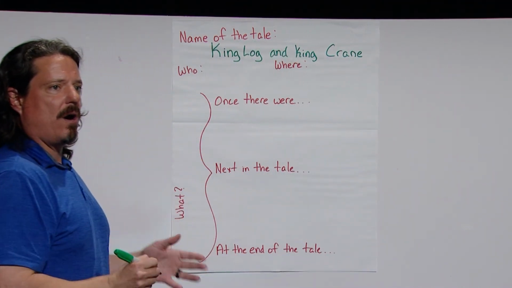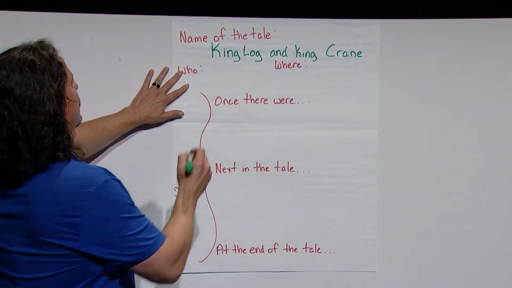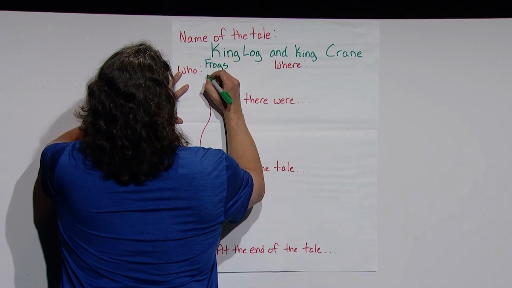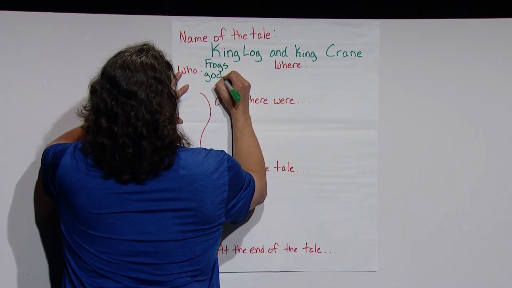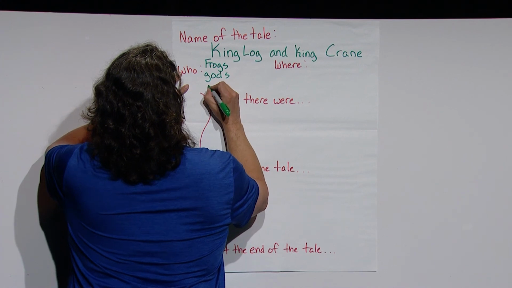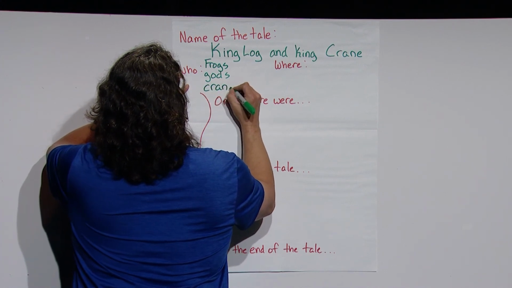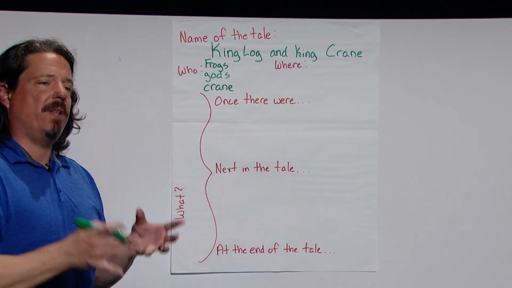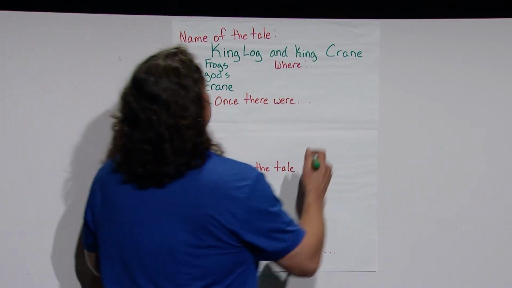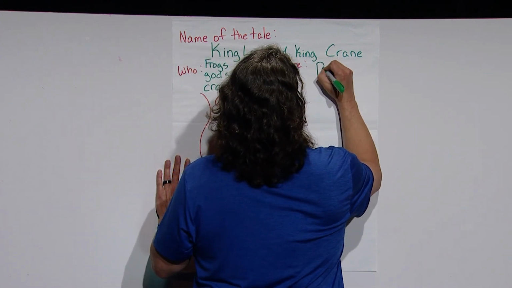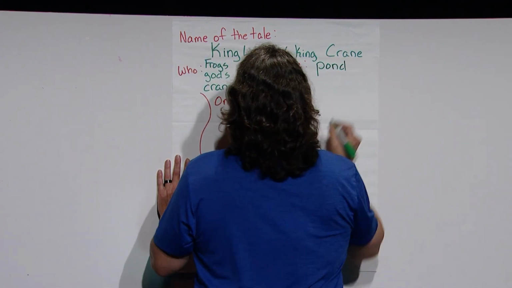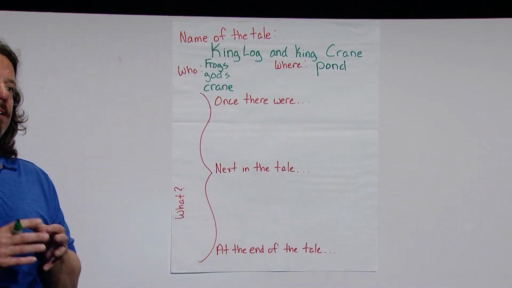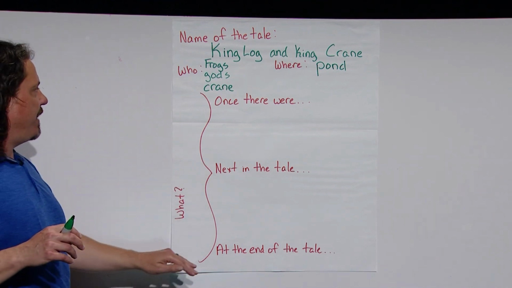Okay? And we know our characters, the who. We had the frogs. We had the gods. And we had the crane. Where? Well, this whole story took place in the pond where the frogs live. So it took place in a pond. So now we want to go back and think about it. We retold the story, but we want to break it down to just 3 main events: what happened at the beginning, middle, and the end.